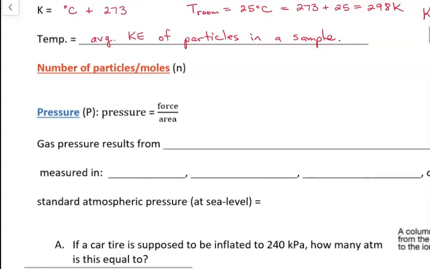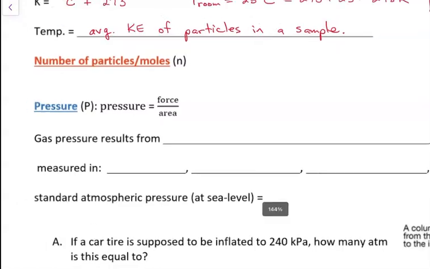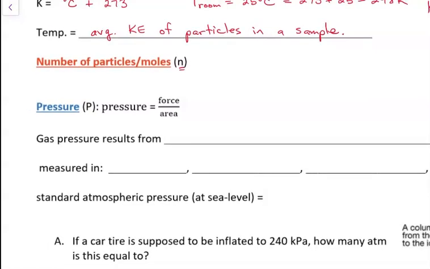Not going to spend a whole lot of time talking about number of particles or moles. You already kind of know what that is. It's just basically counting up particles. But that is something that we can express about a sample of a gas: how much of it is there? It is also important to note that the symbol for number of moles is a lowercase n.